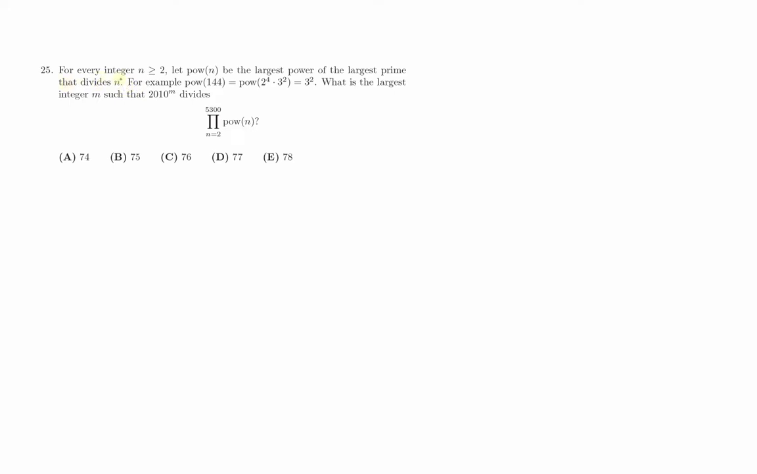For every integer n greater than or equal to 2, let power(n) be the largest power of the largest prime that divides n. For example, power(144) is equal to 9, because as you see, the 3 to the second overrides the 2 to the fourth. What's the largest integer m such that 2000 to the m divides this?